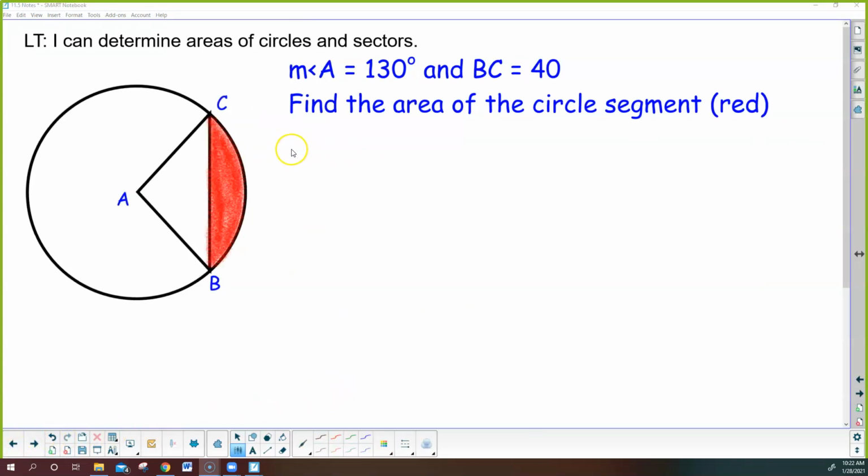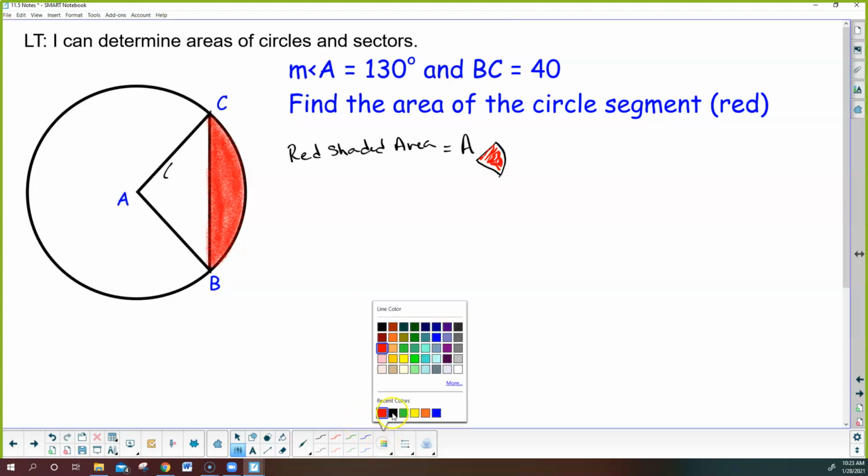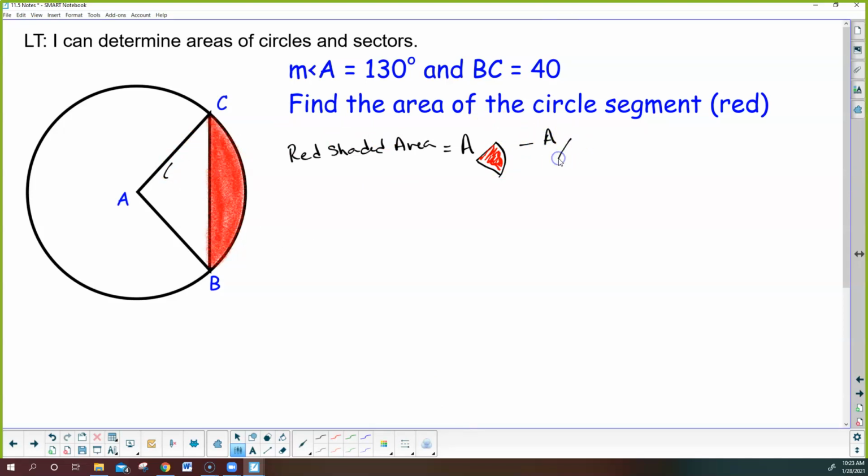All right, so our picture equation is going to be the red shaded area. Well, how do I find that? Picture, what if the entire sector was shaded in? So what if I had the sector of the circle that was completely shaded in like this? And then what are we doing to it? We are cutting out, so we're subtracting the area of that white triangle.